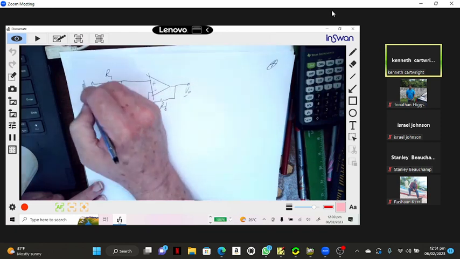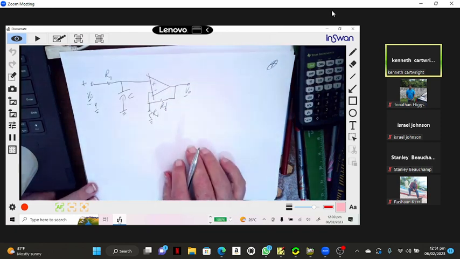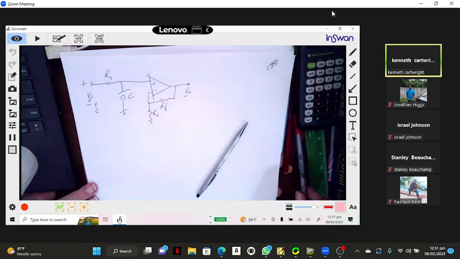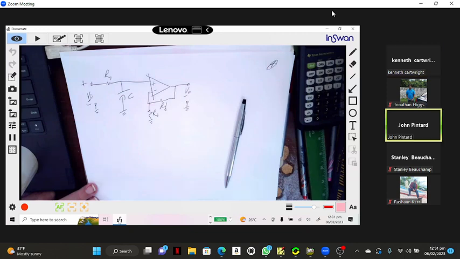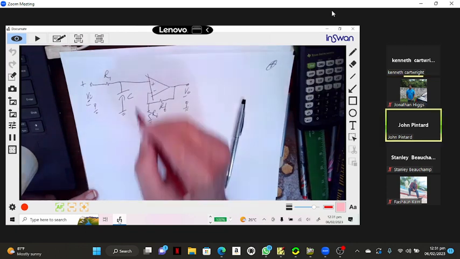What's the transfer function of this? Well, first of all, tell me what you see. When you look at the circuit, you should see something. What do you see? Non-inverting. Non-inverting what? Amplifier. Op amp. Well, you see that. That's a non-inverting op amp circuit.